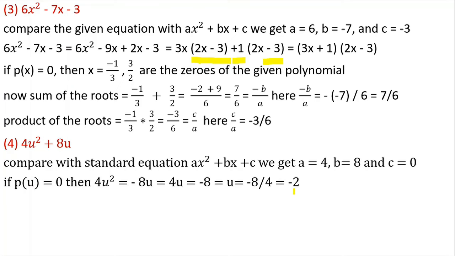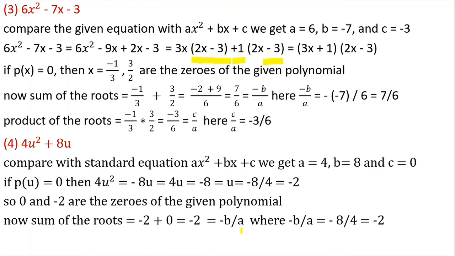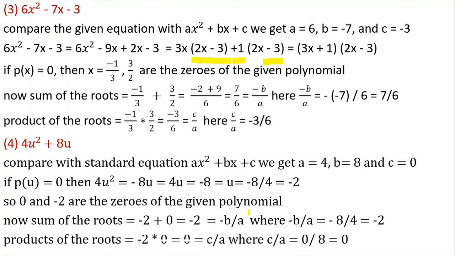Now to check the relationship, sum of its zeros, that is equal to minus 2, which is equal to minus b by a, and product of its roots, which is equal to c by a. Here c is 0, so c by a becomes also 0. Okay.